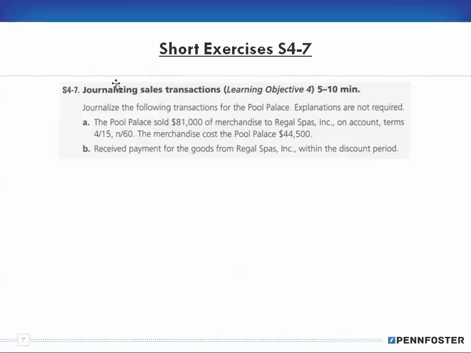So 4-7. Journalize the following transaction. Pool Palace sold $81,000 of merchandise to Regal Spas Inc. on account. Terms were 4/15, net 60, and the merchandise cost the Pool Palace $44,500.